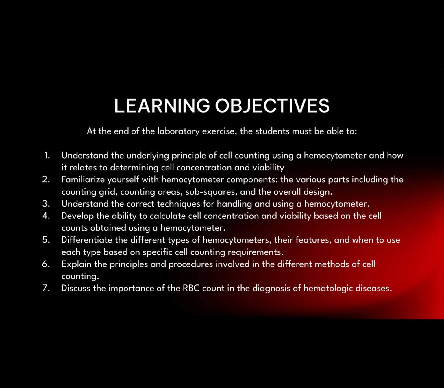Number five, differentiate the different types of hemocytometers, their features, and when to use each type based on specific cell counting requirements. Number six, explain the principles and procedures involved in the different methods of cell counting. And lastly, number seven, discuss the importance of the RBC count in the diagnosis of hematologic diseases.